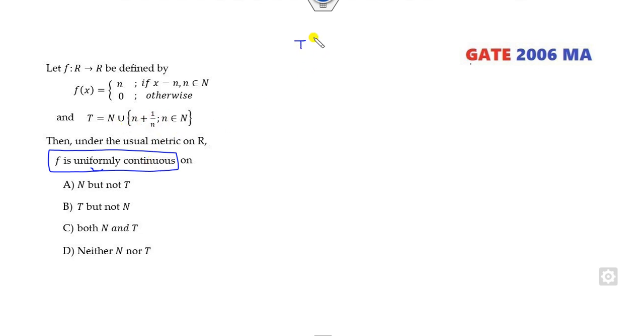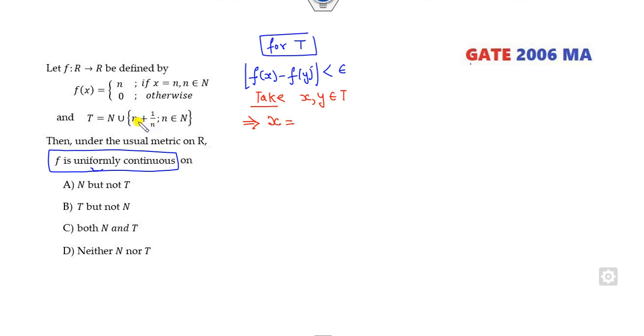Firstly, we will think about T. Fine. So what is your target? Your target is to prove that if you take any two elements from the domain, the difference must be less than epsilon. So I can take any two elements from T, say x and y in T. If I simply take x as my natural number n and y as n plus 1 over n, then clearly x minus y is less than epsilon, or delta, because y goes to 0. Then what is my f(x) minus f(y)?